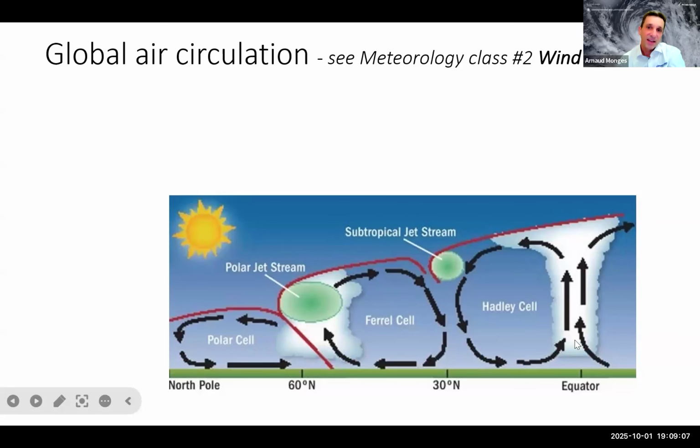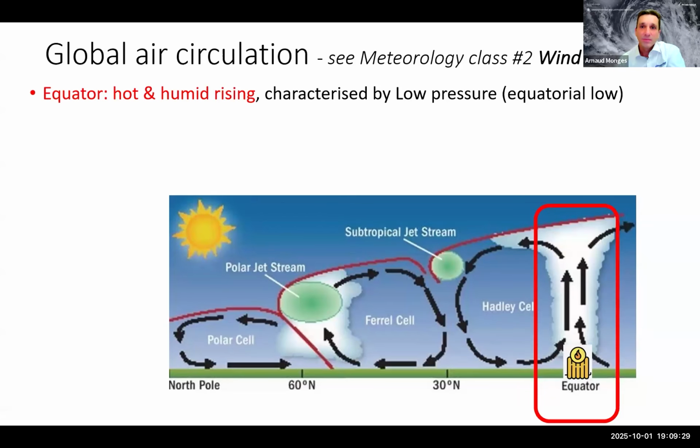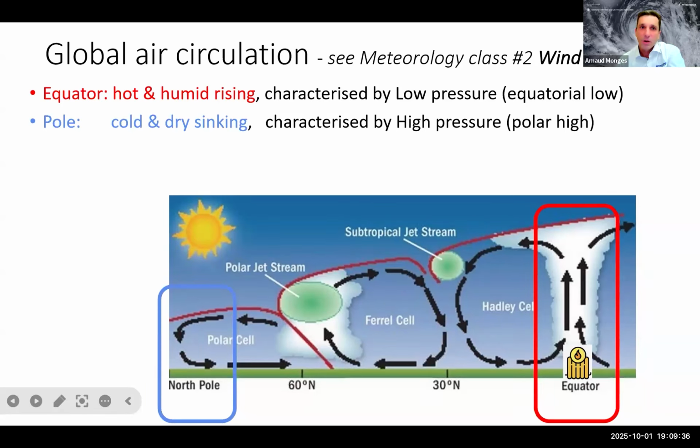So this image is actually the real air circulation between the equator and the North Pole. As you can see, it's not just one cell, but there are three cells. But the main concept still applies. So if I am at the equator, I still have my heat, I still have my radiator, if you want. So it means that the hot and humid air is going to rise. And at the pole, I'm going to have my cold and dry air, which is sinking. And this is a polar high.